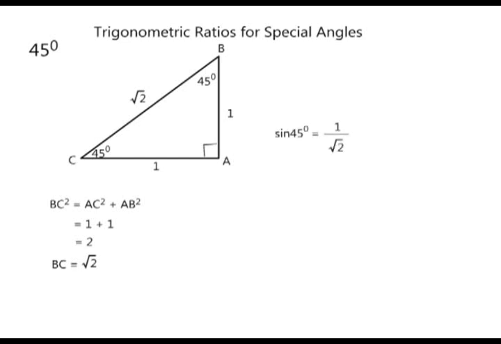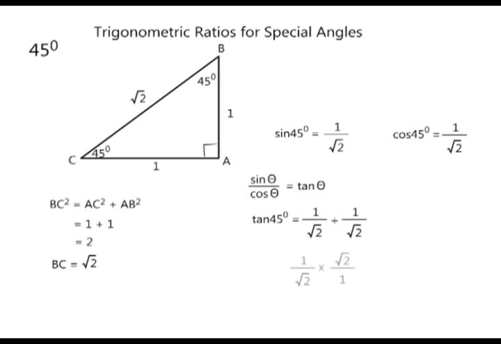Therefore, sin 45 degrees is equal to 1 over root 2, opposite over hypotenuse. And cos 45 degrees is equal to 1 over root 2, adjacent over hypotenuse. But then tan theta we've seen is equal to sin theta over cos theta, and therefore tan 45 degrees is equal to sin 45 over cos 45. That gives us 1 over root 2 divided by 1 over root 2. Then we have 1 over root 2 times root 2 over 1, and that gives us 1. And if you go to the tables of tangents, you will find tan 45 is actually 1.